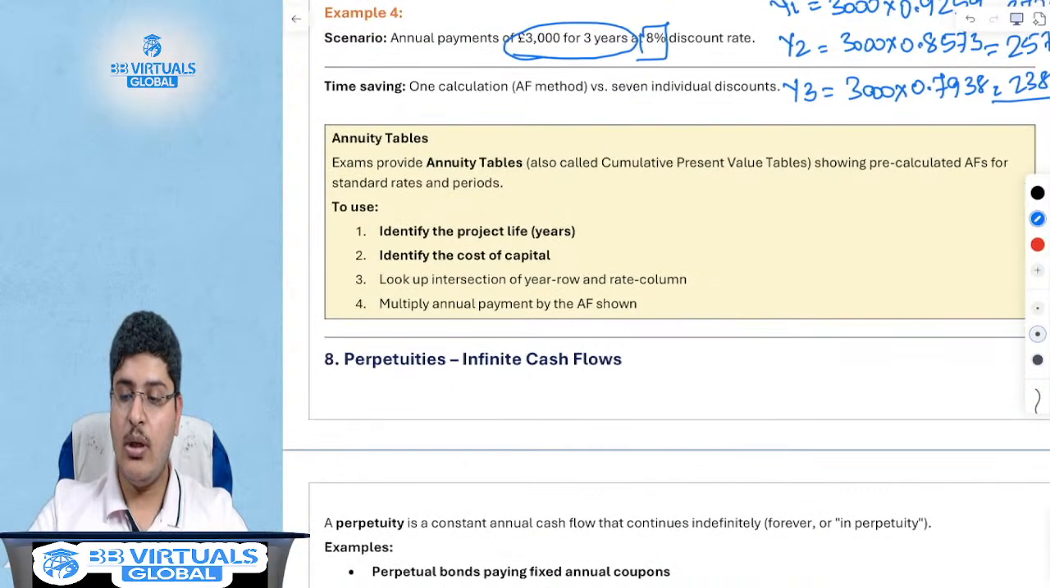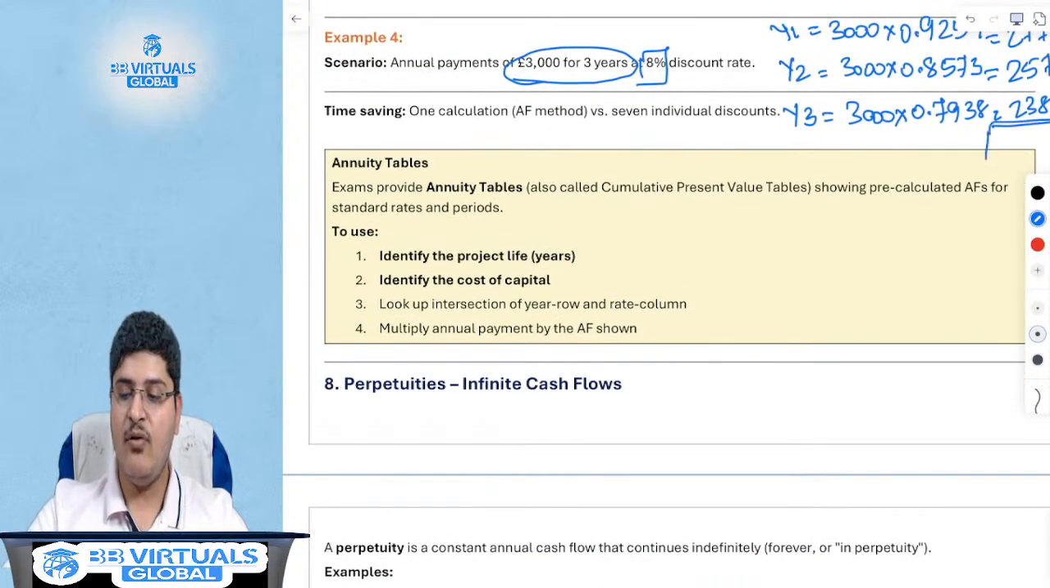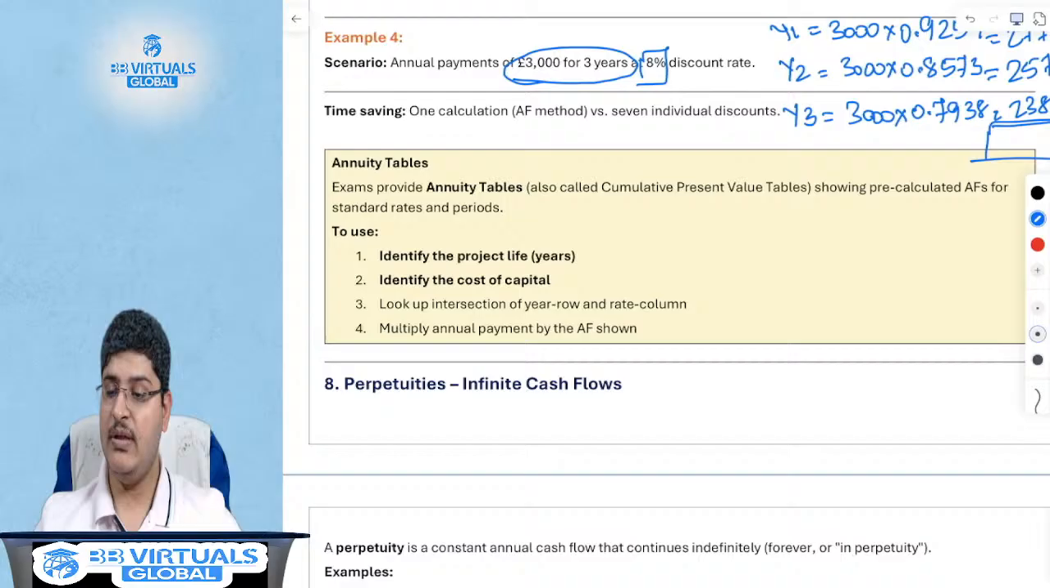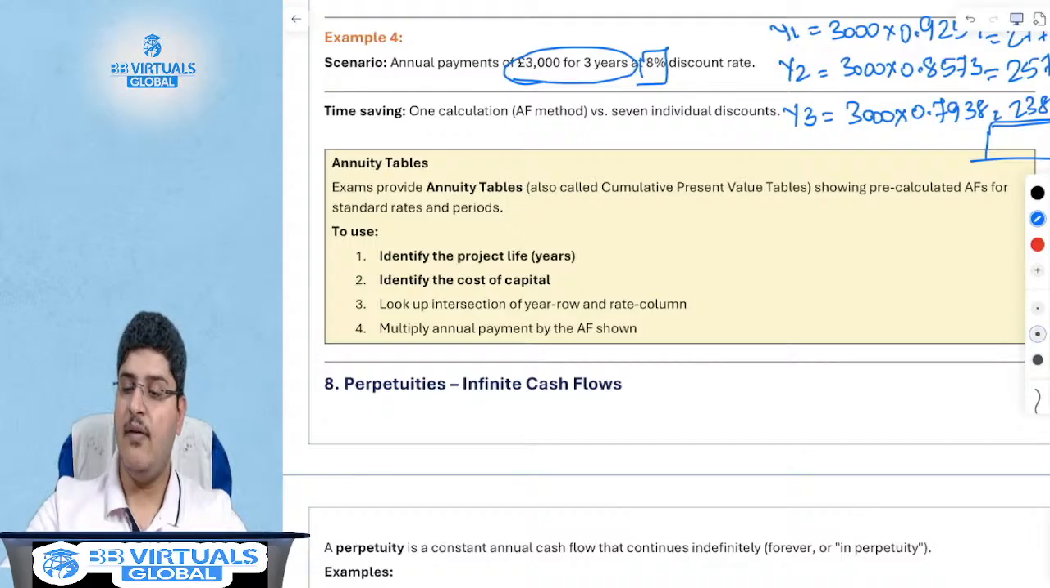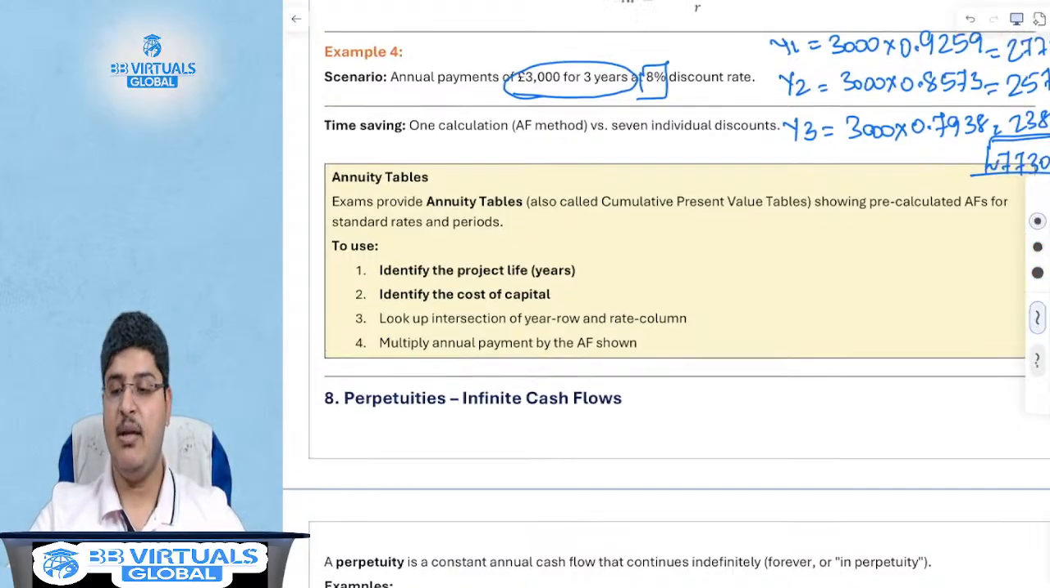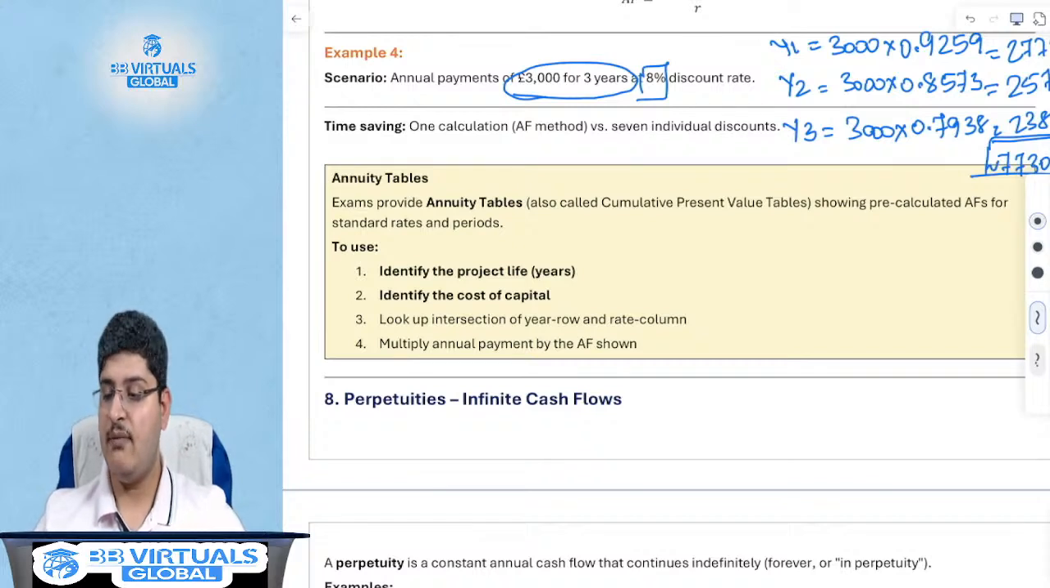Now, the total of these three will give you your present value. What is the total of these three? 2777 plus 2572 plus 2381 will give you your present value, which is approximately 7730.